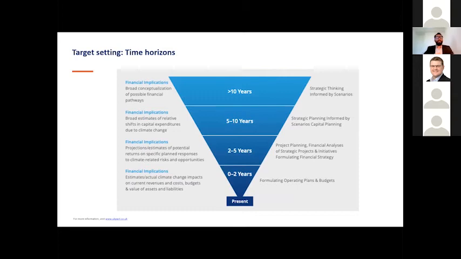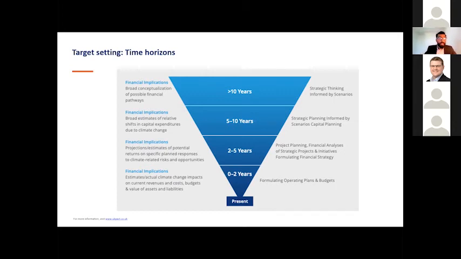The last slide here on the deep dive into the metrics and targets pillar of the TCFD recommendations is around timelines. So here it shows different timelines from 0 to 2 years to greater than 10 years, so from a short to a medium to a long term. Under the short term, one can look at the financial implications from climate change. So to estimate the actual climate change impacts on current revenues, or more specifically on returns. Here you would be looking to your asset managers to ask them how they've estimated the impacts of climate change on the investee companies' revenues, cost budgets, and the values of assets and liabilities of the underlying companies, and the valuation of assets and liabilities of your pension fund.